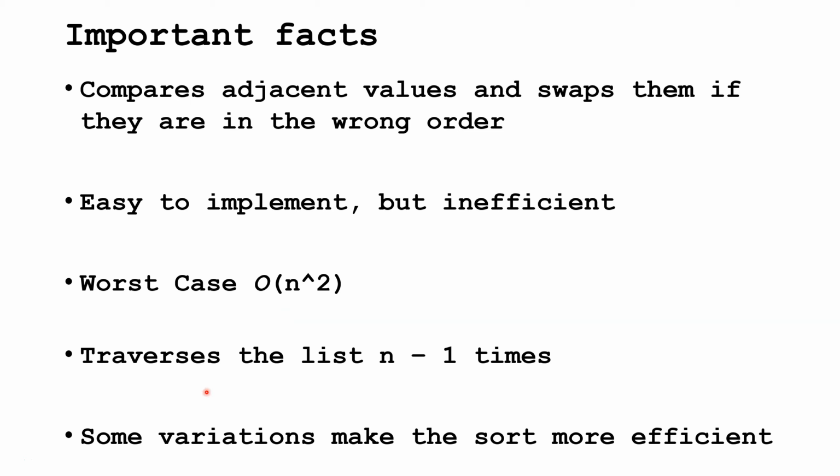A bubble sort will traverse the list n minus 1 times. So that means if you have a list of 5, it'll traverse the list 4 complete times. There are some variations that make the bubble sort more efficient. For example, one common variation is it'll stop going through the algorithm if it realizes that it's completely sorted. So you may not have to go through n minus 1 times if it's already been completely sorted before that.